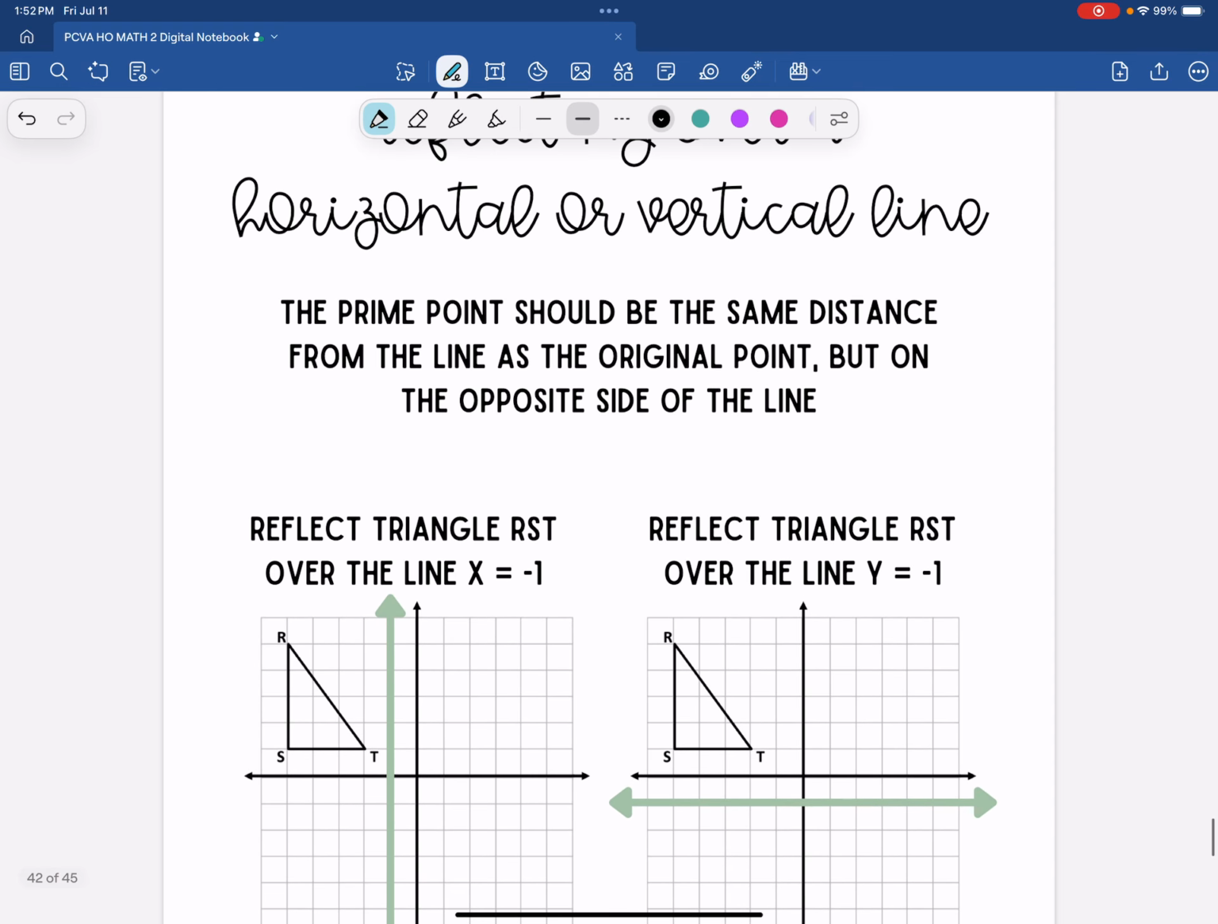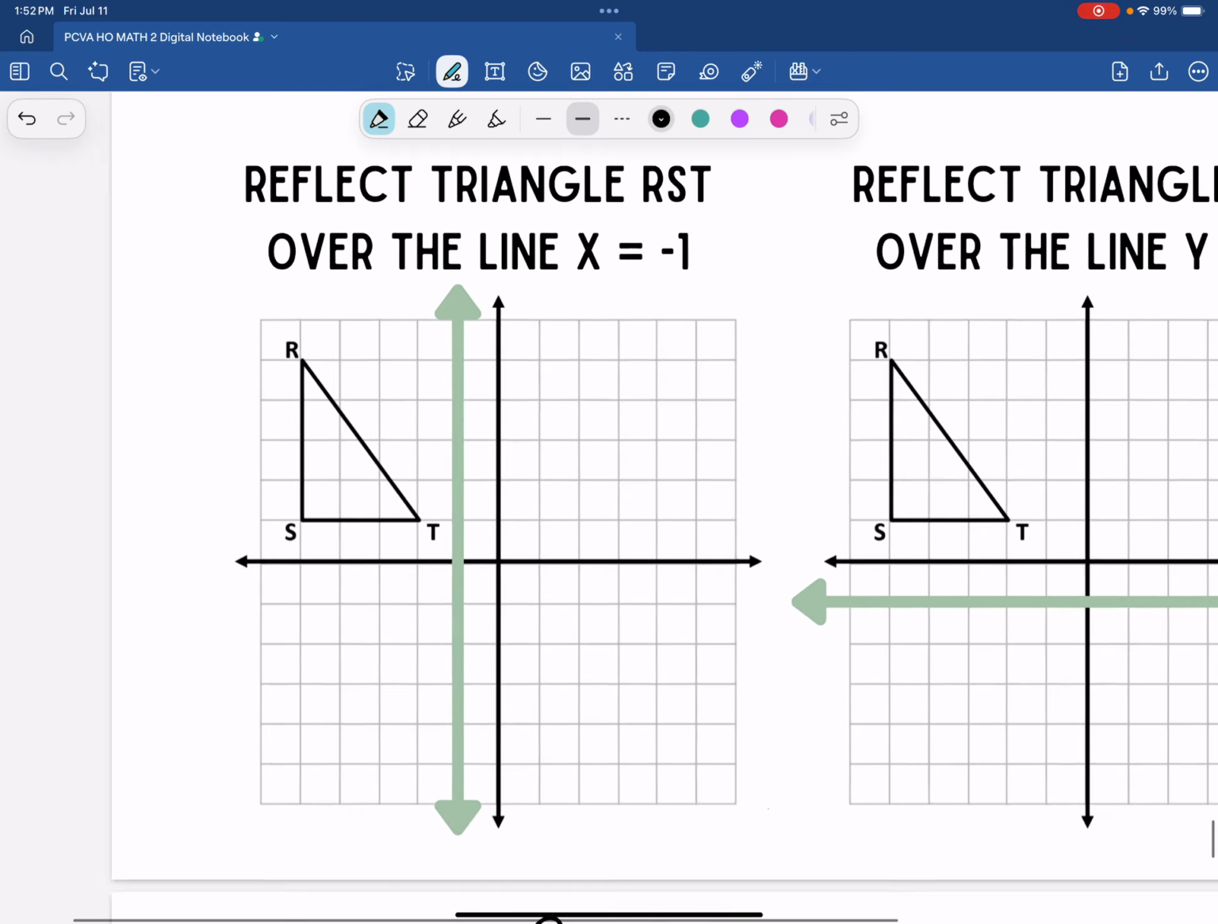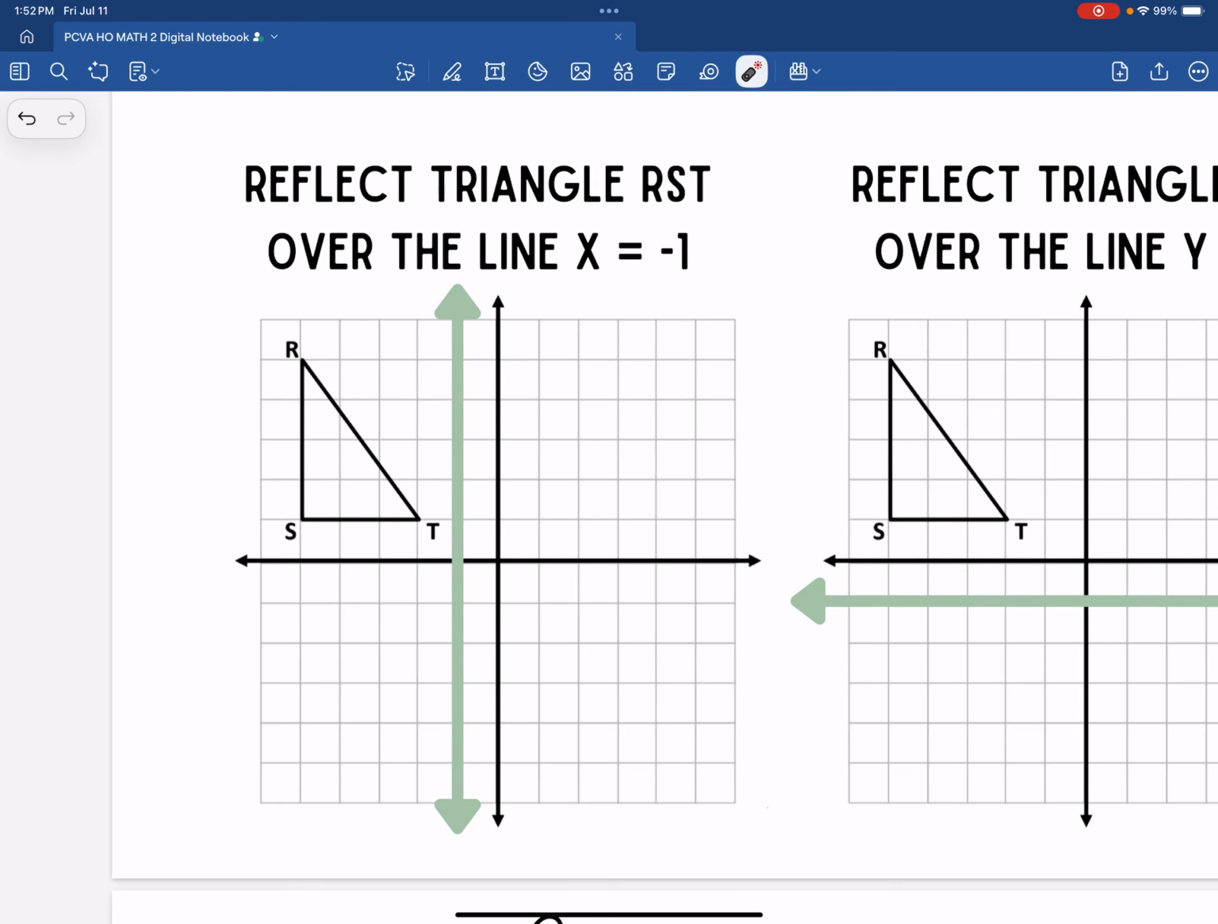So for horizontal and vertical lines, the prime point, or the new point, should be the same distance from the line as the original, but on the opposite side. So looking at this one, it says that we want to reflect the triangle RST over the line y equals -1. Okay, so let's start with T.